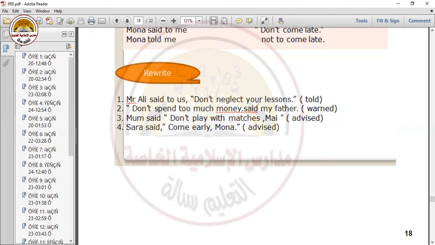"Don't spend too much money," said my father. You would use warn. My father warned me not to spend too much money. Very good.